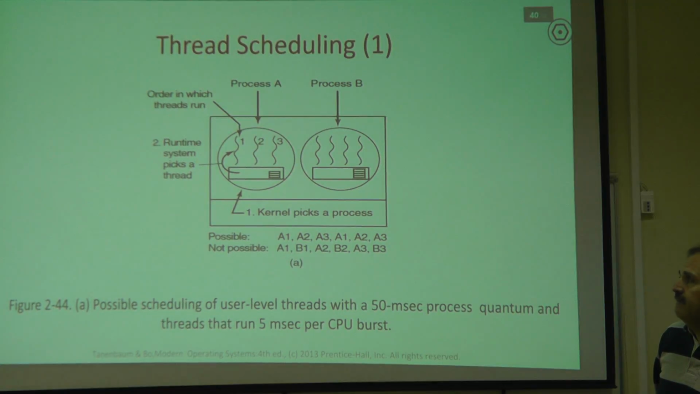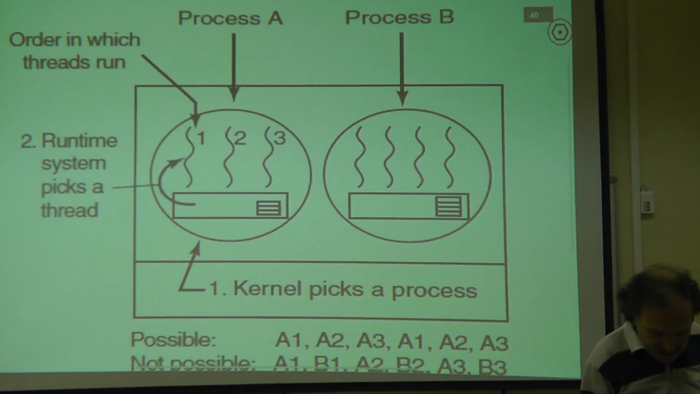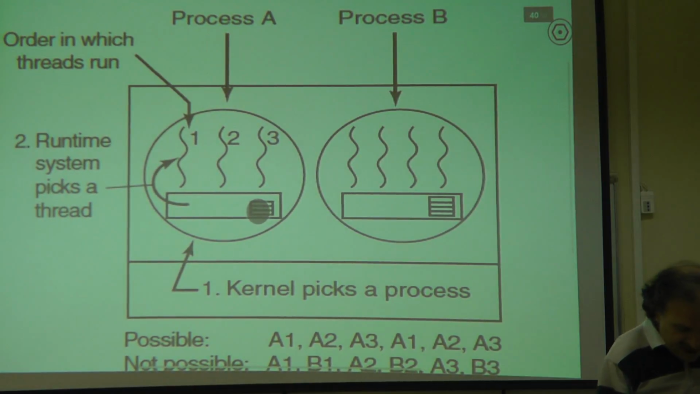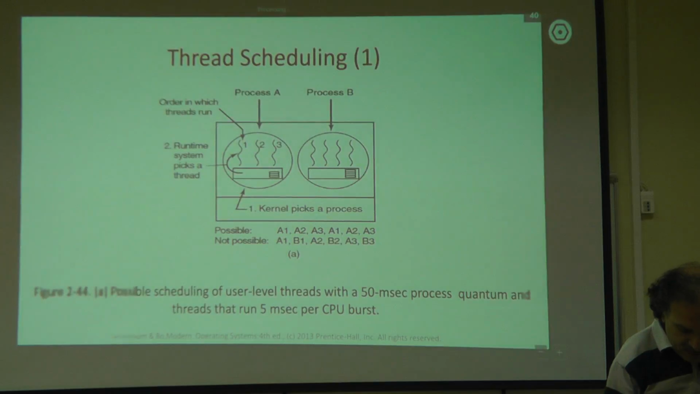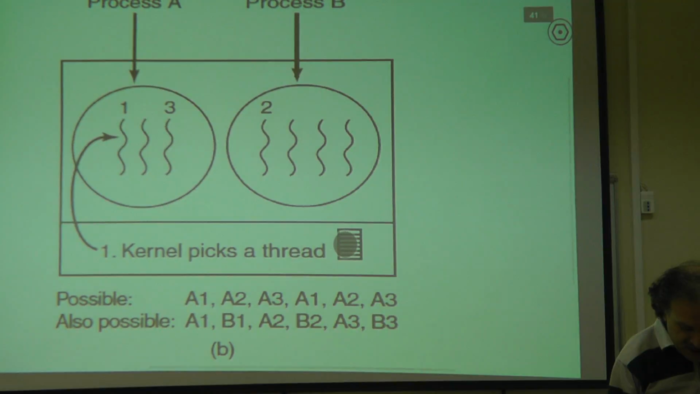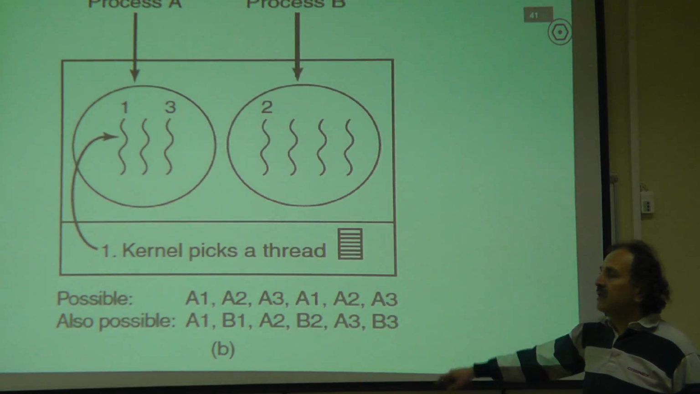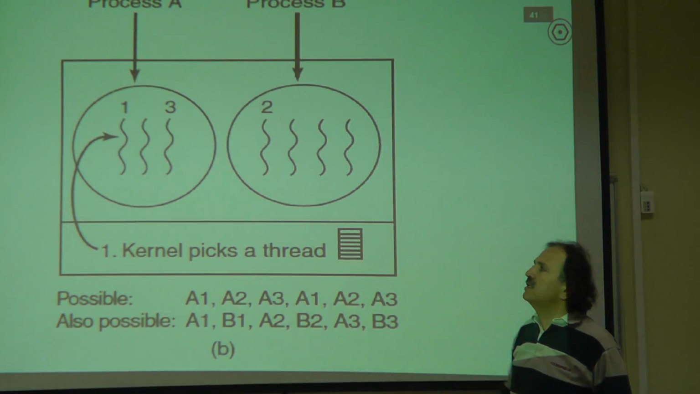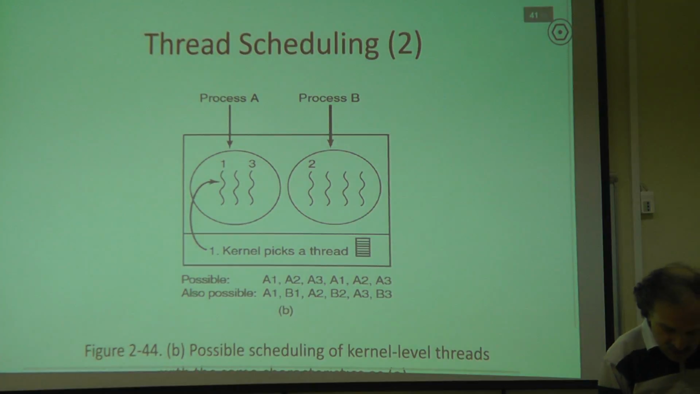When we handle the threads at the user space, we have our thread table at the user space inside the process. The other extreme is that all the thread information is contained in the kernel space. So we are going to look at these two examples.